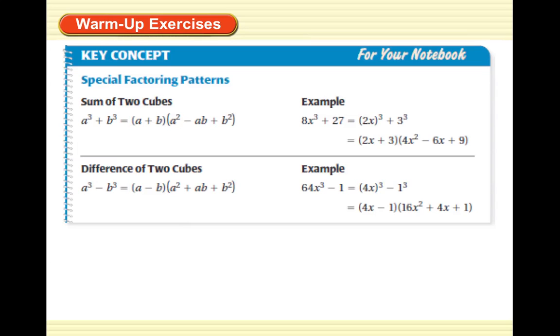It's almost there though. The difference of two cubes is similar. We're going to subtract a minus b and multiply that by a squared plus ab plus b squared. So this is an area that, again, memorizing this is going to help you out infinitely. There really isn't an easier trick to get around not knowing the special factoring patterns.